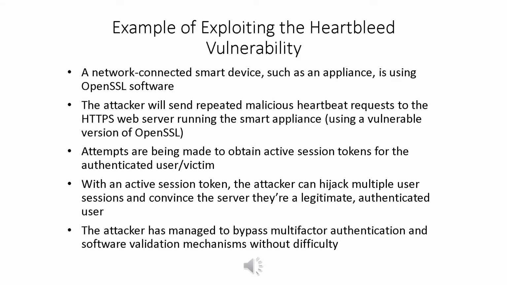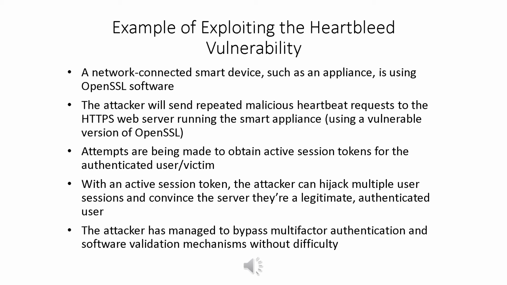In this next slide, I'm presenting an example of exploiting the Heartbleed vulnerability. For example, let's just say that a network-connected smart device, such as an appliance, is using OpenSSL software. The attacker will send repeated malicious heartbeat requests to the HTTPS server running that smart appliance. For instructional purposes, we're going to assume that the appliance is using a vulnerable version of OpenSSL prior to any software patches.